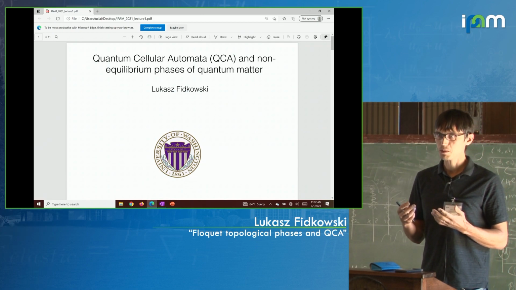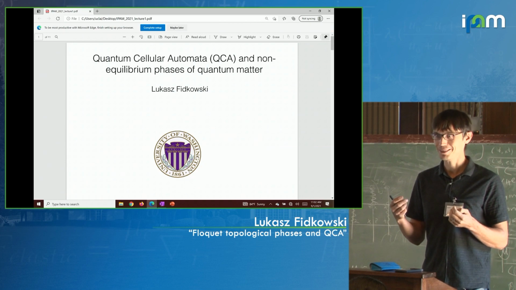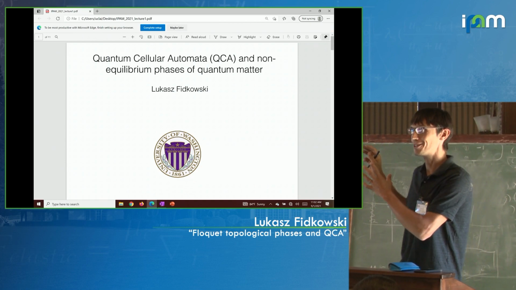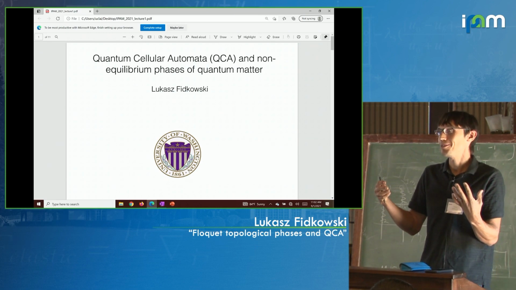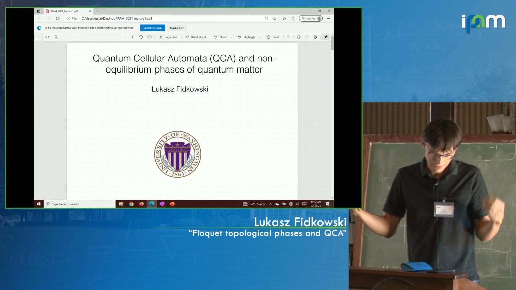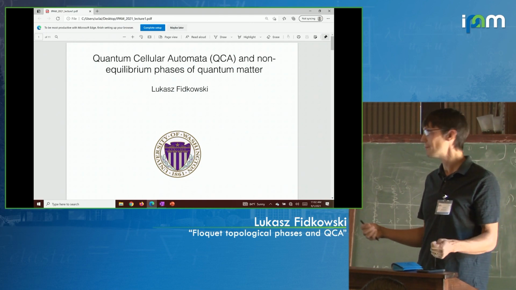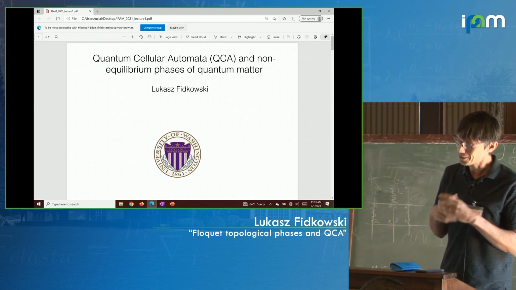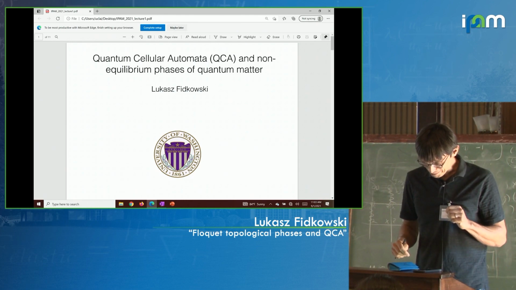If you're a mathematician, you just might not care about the physical context in which various things arise. I mean, you might just be happy with the classification problem. But in that case, you can just think of this as story time. Okay, good. Okay, all right.